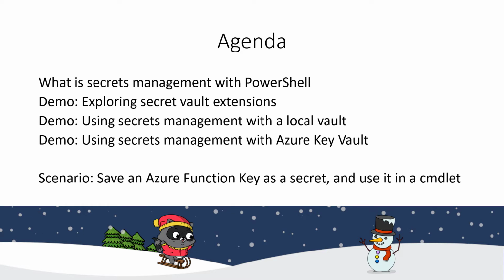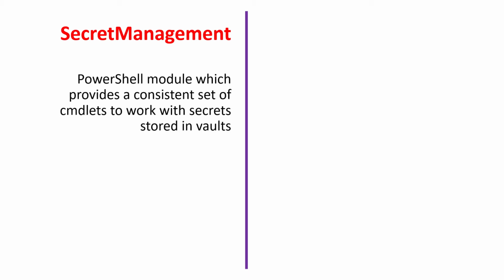So just to baseline here a little bit, we've got kind of two modules or two components of secrets management with PowerShell to be aware of. And the first part of that is the secret management module itself. So this is a PowerShell module and it provides a consistent set of commandlets that you can use to work with secrets that are stored in different vaults. So as you'll see in the demo, this exposes commandlets like set-secret, get-secret, so on and so forth, to actually work with those secret objects.